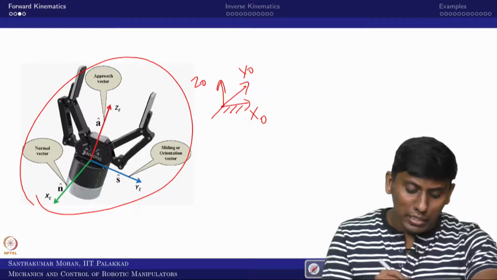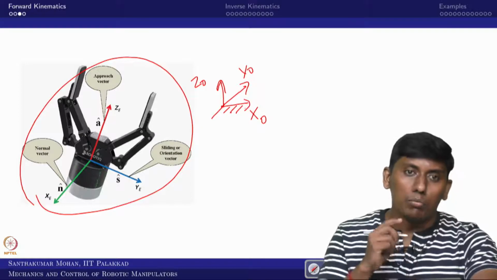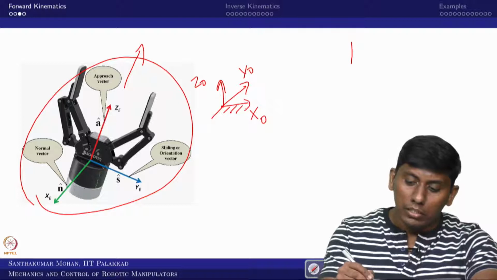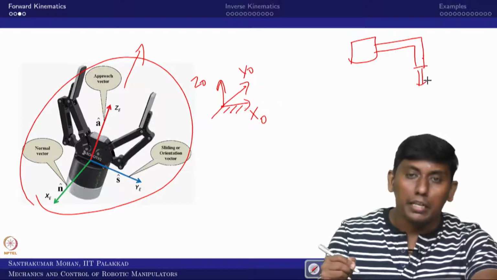For example, if I see this gripper which is attached at the end, there is one provision. What is the direction of approach? For example, this is the robot which is ending, and this is the tool which is at the end.